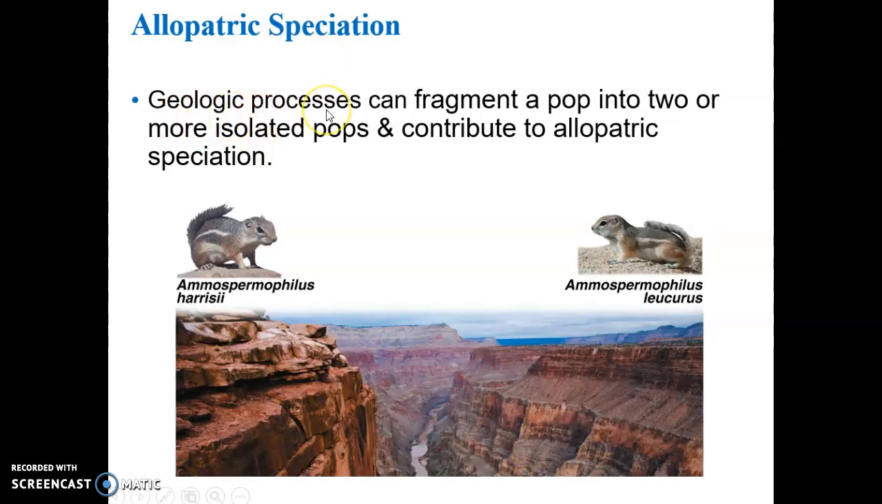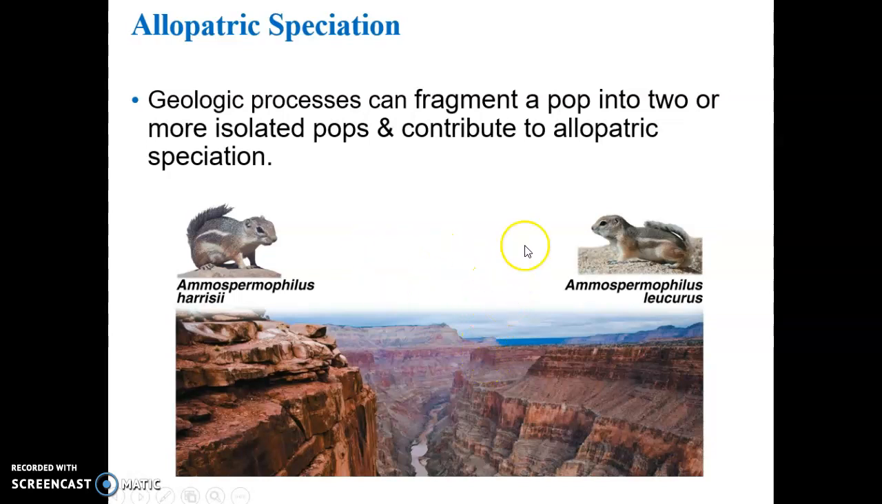Some geologic processes will separate a population, one species, into two or more isolated populations, and that will contribute to a speciation event. And since it's the geographic physical isolation that led to the speciation, this type of speciation is called allopatric speciation. The Grand Canyon gives us a good example. If we go back enough, something like 10 million years ago, there was no Grand Canyon. There was just the Colorado River flowing through the land.